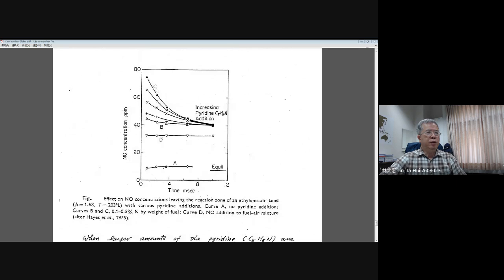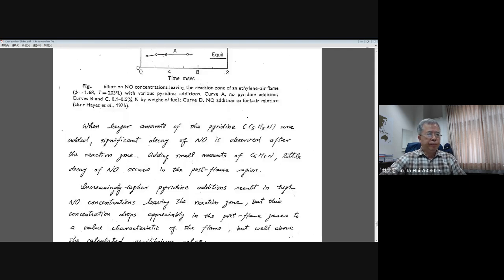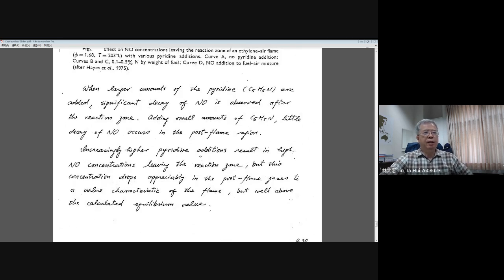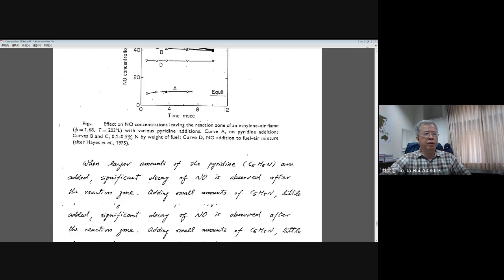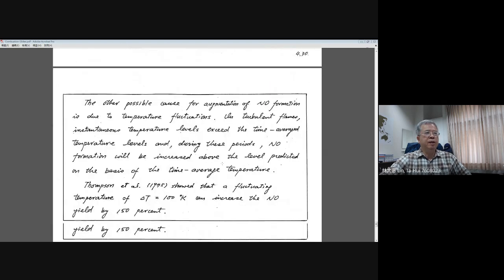As I mentioned, from B to C we increased the additive from 0.1 to 0.5. At curve C, they actually reach the 0.5% level. An increase in higher additions results in high NO concentration leaving the chemical reaction zone, but this concentration drops appreciably in the post-flame gases to a value still well above the calculated equivalent value, still higher than the value estimated from the equilibrium conditions. This is the observation from the experiments.